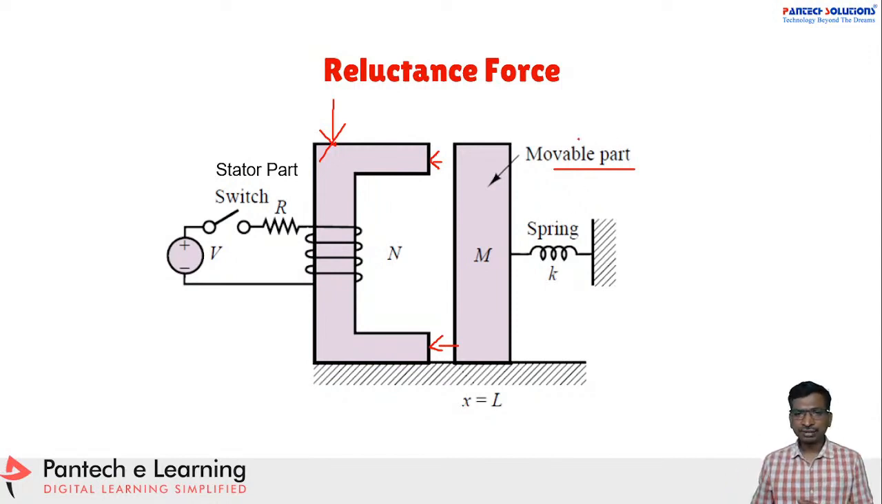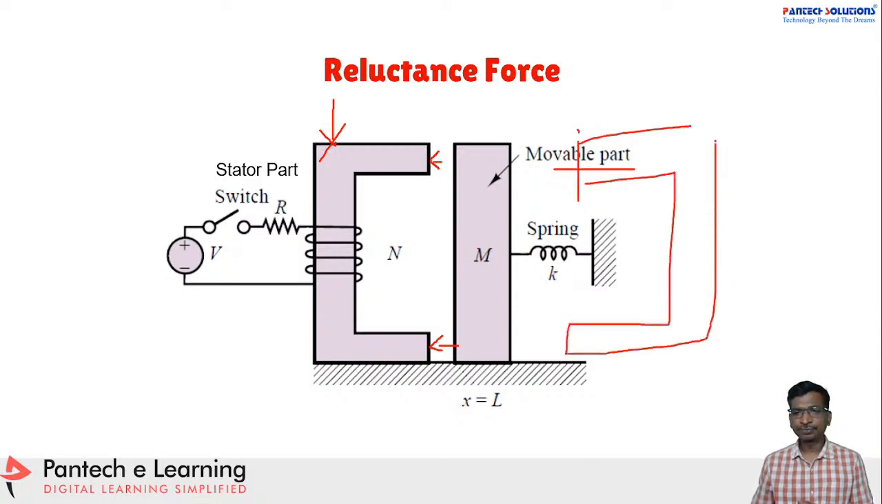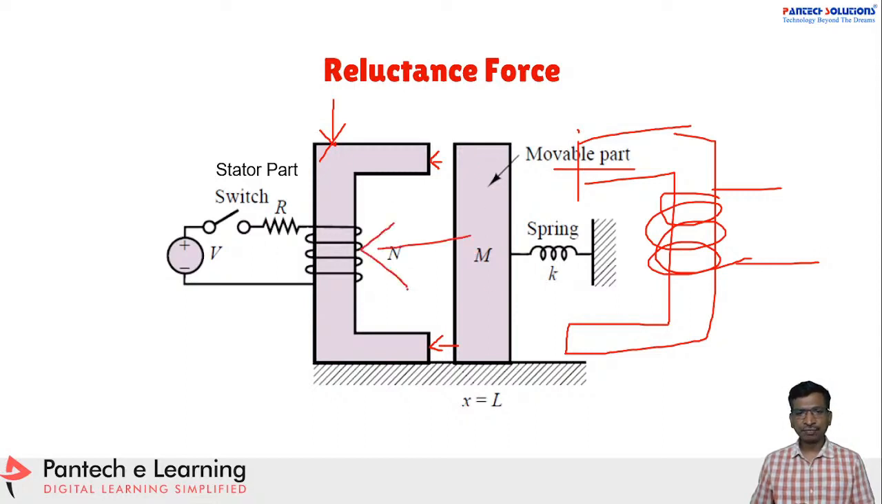Suppose you have the same mechanism, and similarly, if you excite this coil, then what will happen? This movable part will attract to the left side. Similarly, if you excite this coil, what will happen? The movable part will attract to the right side. So likewise, we can change the position of the movable part. Simply, we can call it a rotor, right?